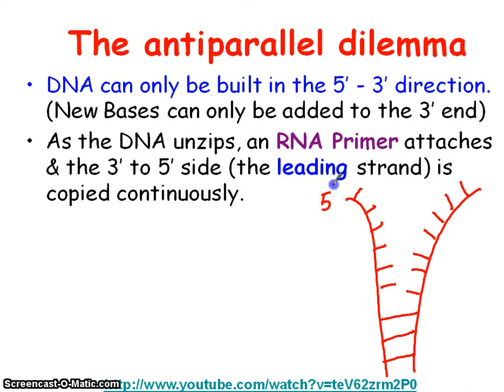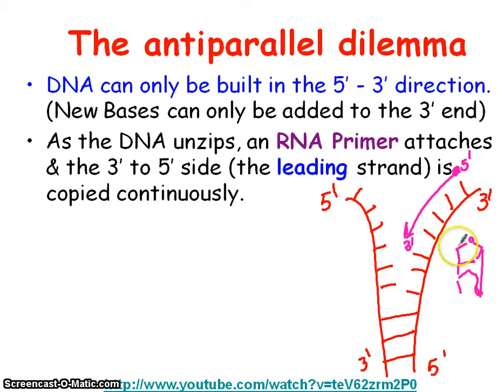This side, our 5 to 3 side, is here, and our 3 to 5 is here. Now, if this side is 3 to 5, that means that the new strand that's going to be built is going to be built 5 to 3, right? Does that make sense? You have to have a 5-3 to match it up. But that's not a problem. DNA can be built in that direction. In other words, there's a specific enzyme that will literally add bases down here to the 3'. That's not a problem. It can build in that direction.